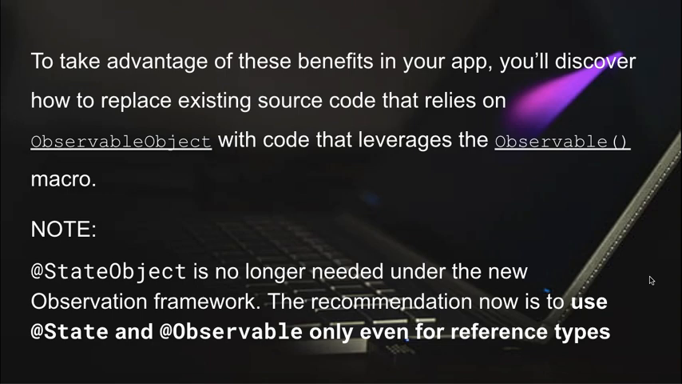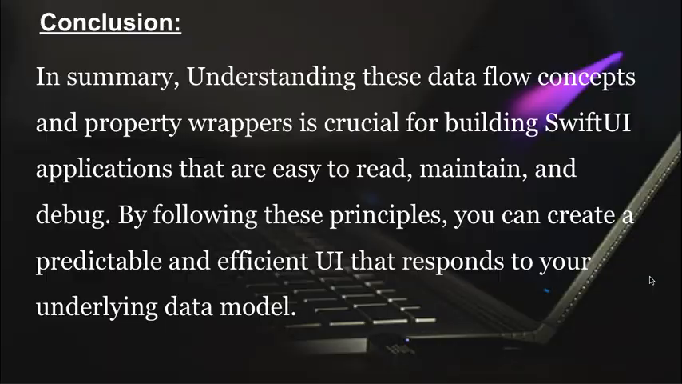To take advantage of these benefits in your app, you will discover how to replace existing source code that relies on ObservableObject with code that leverages the Observable macro. Note: @StateObject is no longer needed under the new observation framework. The recommendation now is to use @State and @Observable only, even for reference types.